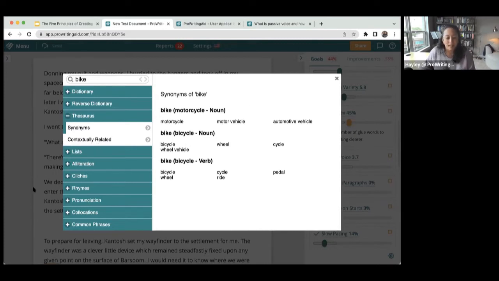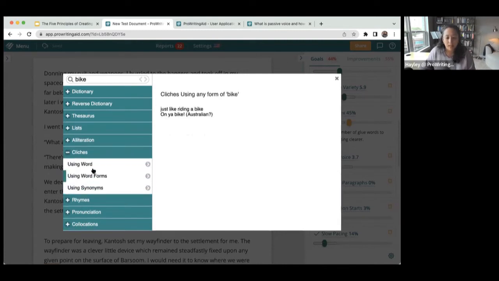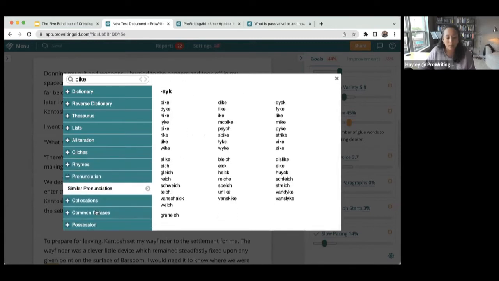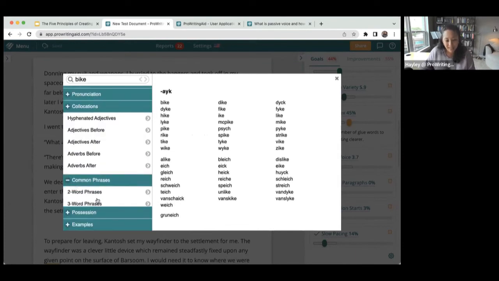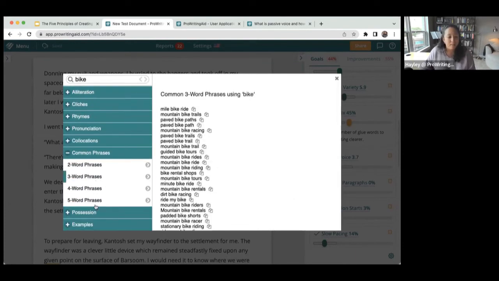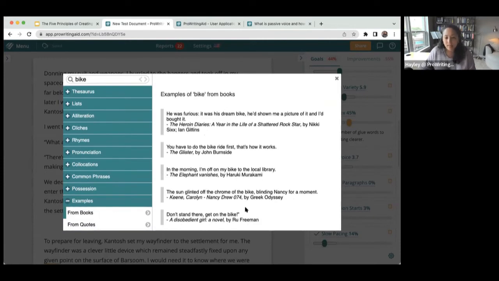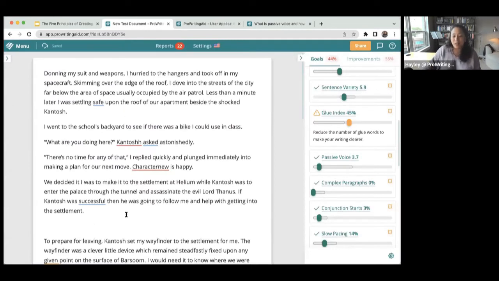Bike is probably not a good example of a word that has a lot of options, but then it will also pull up a bunch of different ways to use it. Forms using the word, it will pull up words that rhyme with it. It will pull up pronunciation. It will pull up common phrases using the word. It will pull up examples of the word in quotes from books, etc., which are really, really effective. And this is not a new feature, but it is one that people just don't use very often.